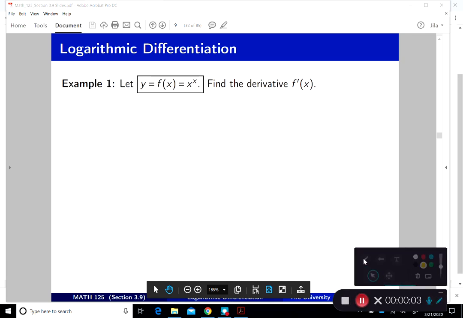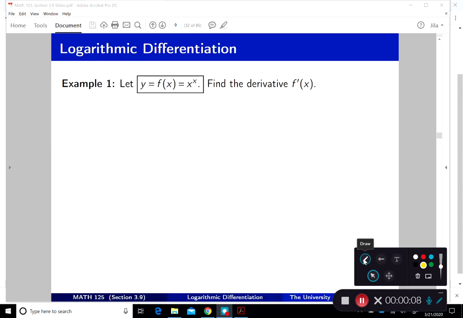Now that we have discussed a little bit of review of logarithmic differentiation, logarithm rules and derivative of logarithm, we want to go back and figure out a few things about logarithmic differentiation. So the first thing is this example. We are trying to find the derivative of f of x, that is x to the power x.